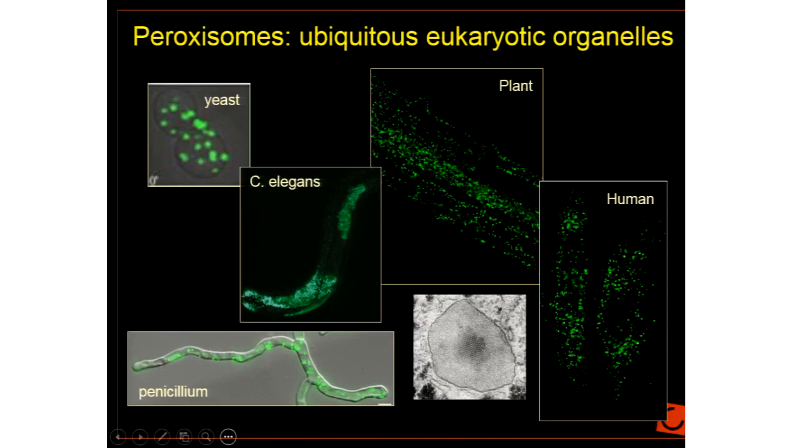So peroxisomes can be found in all eukaryotic cells, ranging from yeast, worms, plants, to mammalians, including humans. And they're common in all eukaryotic cells except for erythrocytes. And actually most of the information about the functioning and protein import in peroxisomes has been coming from studies in yeast.